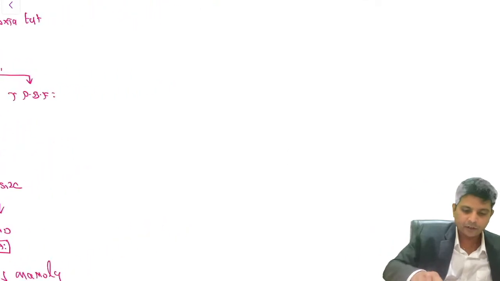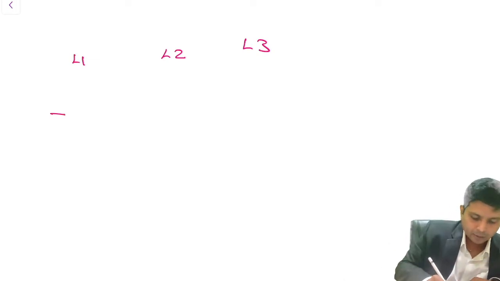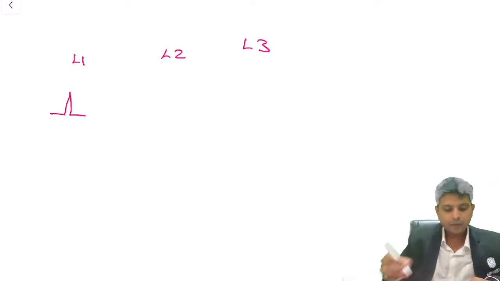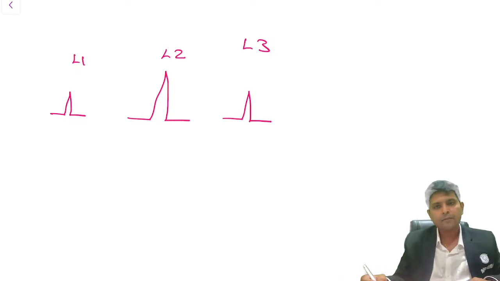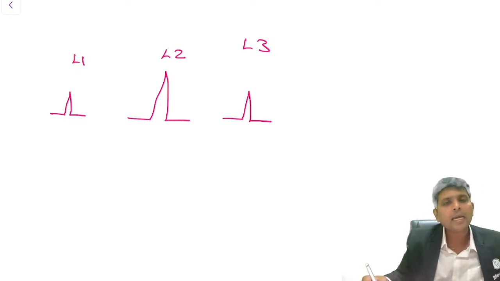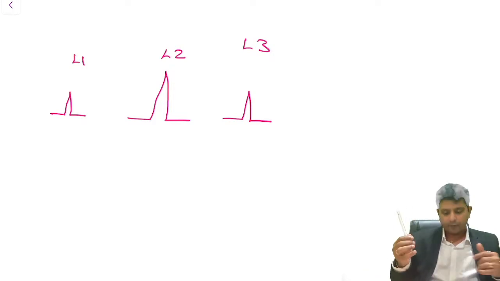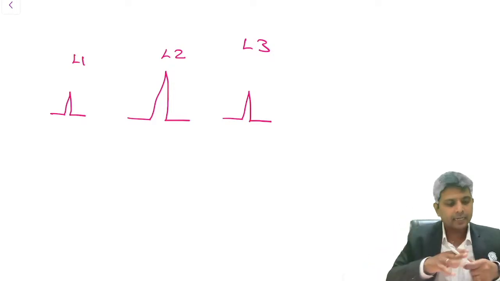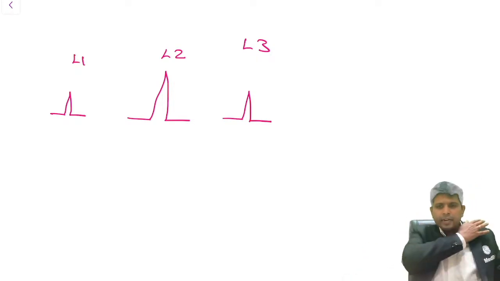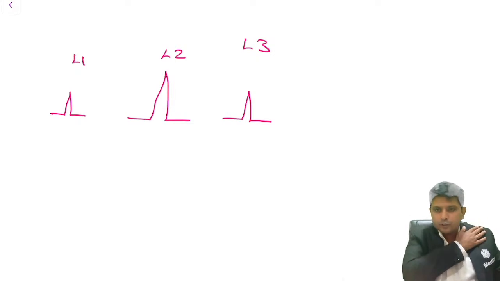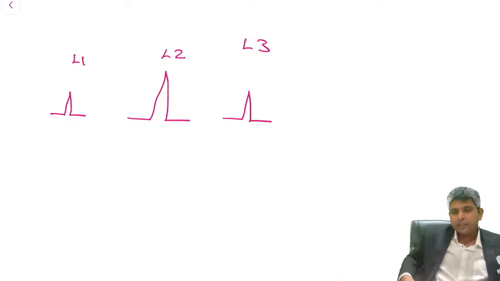So how to revise? Remember, what is the normal axis? Lead 1, lead 2, lead 3. Normally lead 1 will have an R wave like this, lead 2 will have an R wave like this, lead 3 will have an R wave like this. Then Akhil can ask me, why this? Because electrical waves of the heart will move from the 11 o'clock to the 5 o'clock position. Lead 1 is over the shoulder, lead 2 is over the left hip, lead 3 is over the right hip.